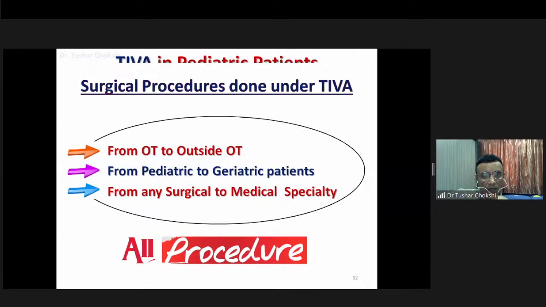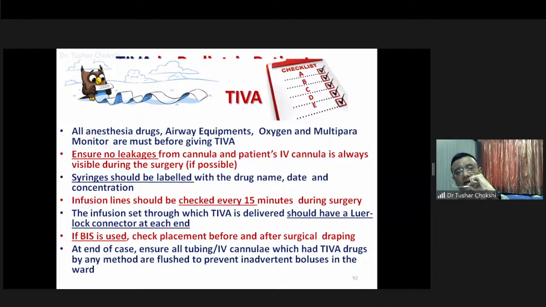So surgical procedures are done under TIVA, from OT to outside OT, from pediatric to geriatric, from any surgical to medical specialty. So what else do you require in your TIVA practice? Start your TIVA practice. Some of the TIVA checklist: all anesthesia drugs, airway equipment, oxygen, and multi-para monitors are a must before giving TIVA. And ensure no leakage from the cannula, and the patient's IV cannula is always visible during surgery if possible.